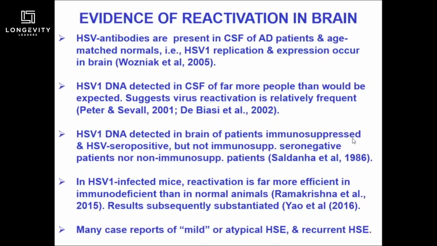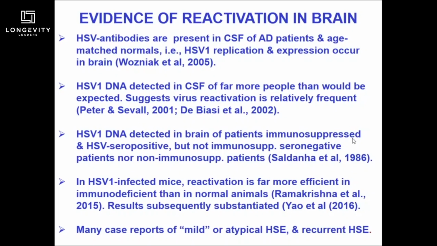What's the evidence, though, of this important concept of reactivation in brain? Well, firstly, our own study showing HSV1 antibodies are present in the cerebrospinal fluid of Alzheimer patients and age-matched normals. In other words, there is HSV1 DNA in brain, and it must have replicated, otherwise there wouldn't be antibodies to it. So its replication and expression have occurred in brain, probably recurrently.